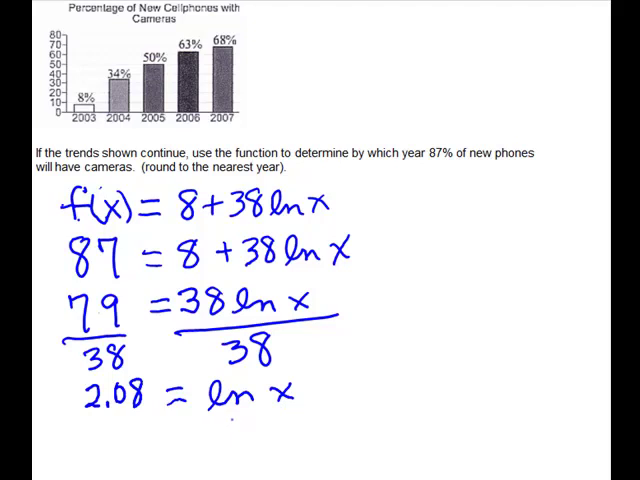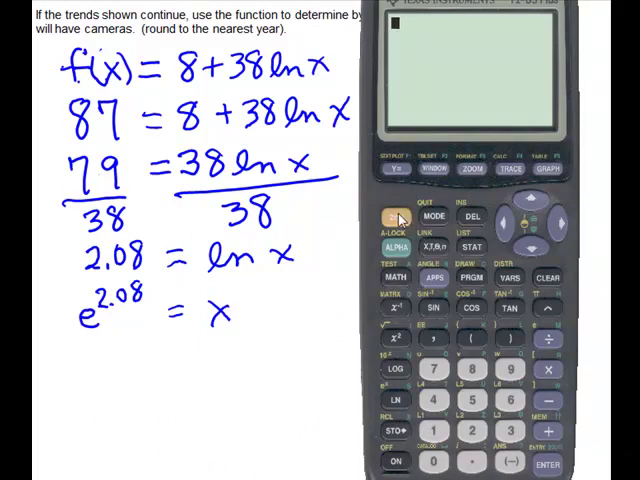So for this kind, remember, you just switch the form. You go back to exponential form. So our base here is e. E to the 2.08 will equal x. And I'll put that in my calculator. So we'll enter e to the 2.08 equals, and we get 8.004. So 8 is good enough. We're looking for years, so we'll just use 8.